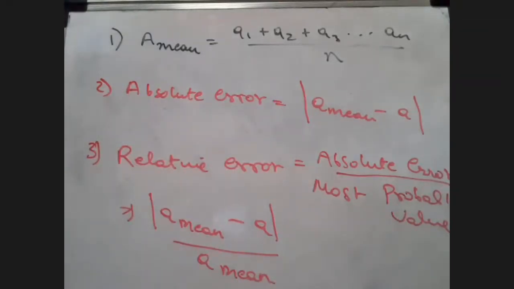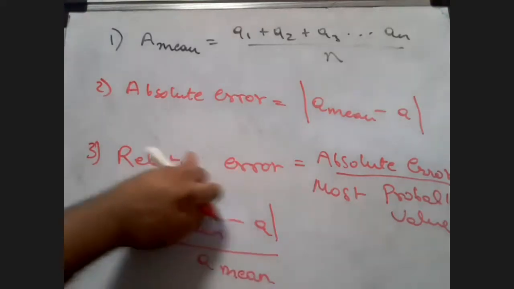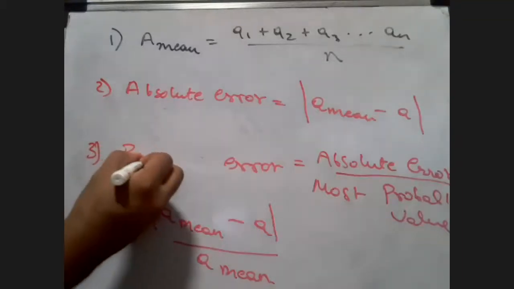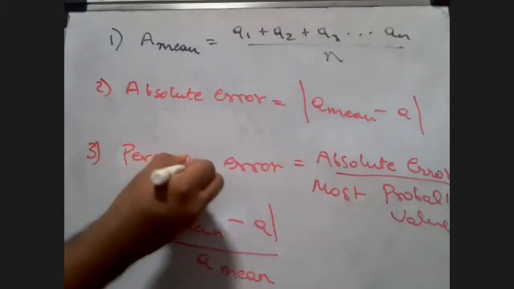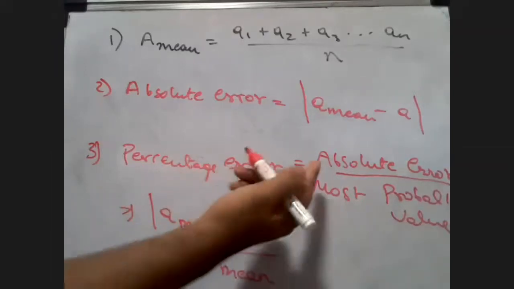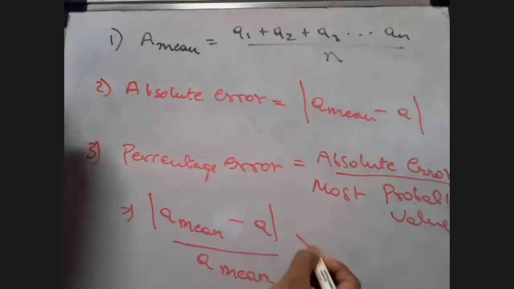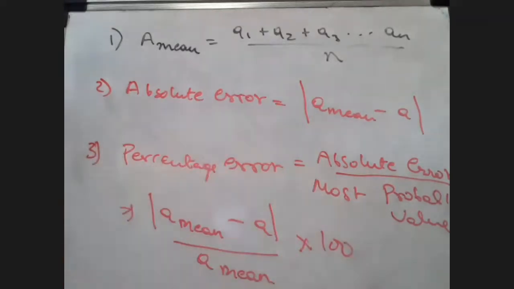Now let's talk about percentage error. If I have to talk about percentage error, just see here what I'm going to do. I removed relative error now. Percentage error simply means absolute error upon most probable value into 100. So I can write this as: percentage error is equal to relative error into 100.